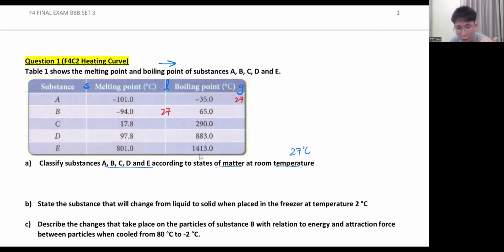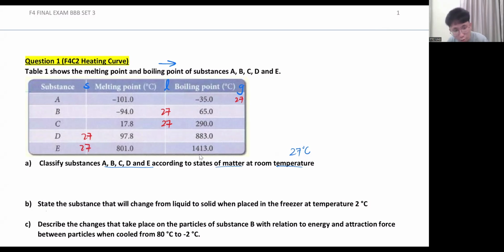Something like that. Then you go along with C. Is 27 more than 17.8? Yes. Is it more than 290? No. So I'll say 27 still stays here. Then D: is 27 more than 97.8? I wouldn't say so. It's less than the melting point. So 27 stays as solid. Then E, same thing, 27 is less than 801. So 27 stays as this.